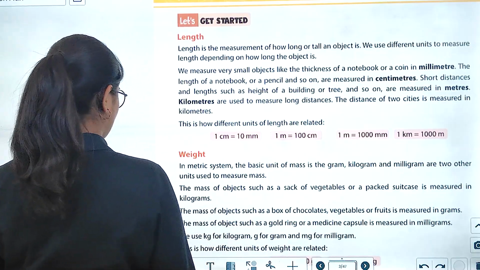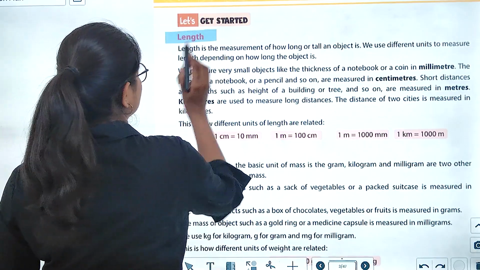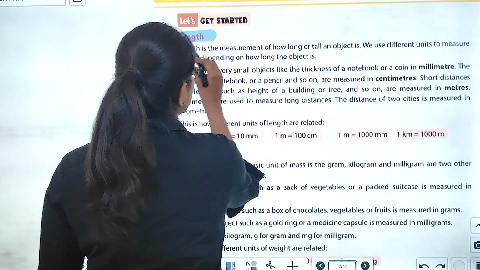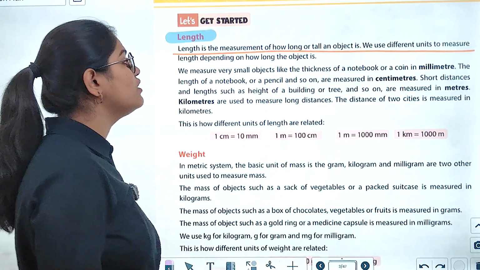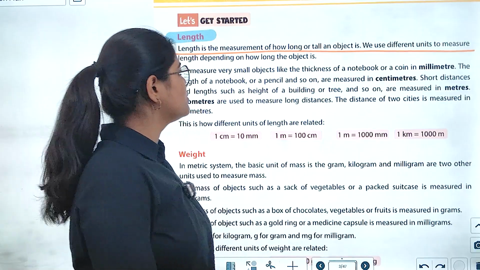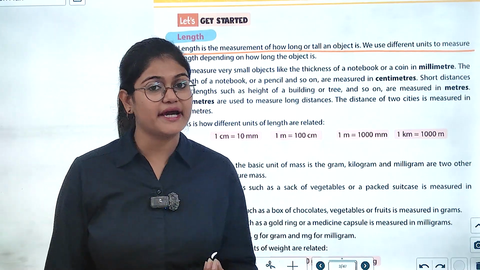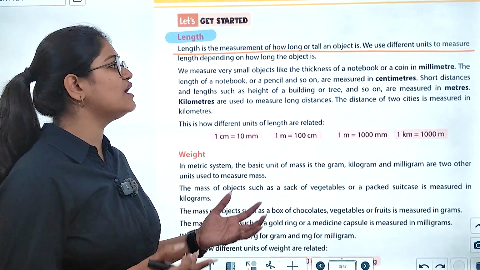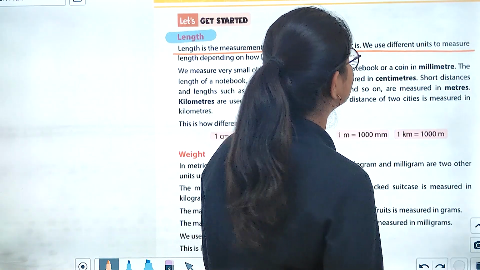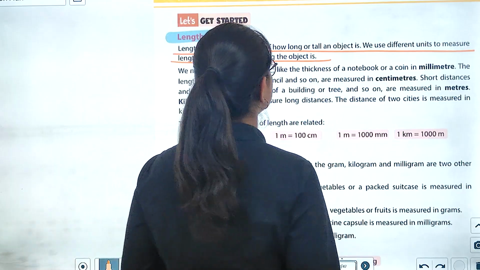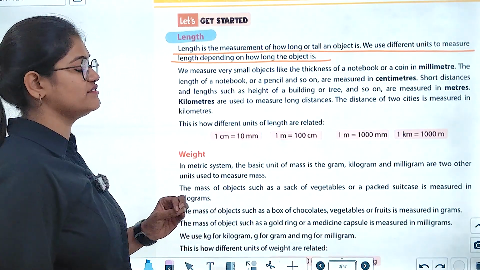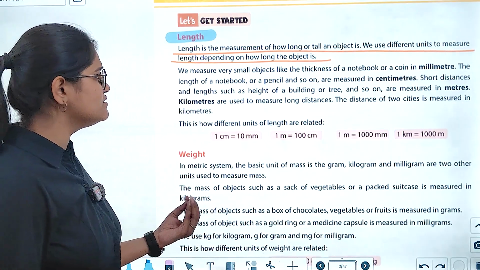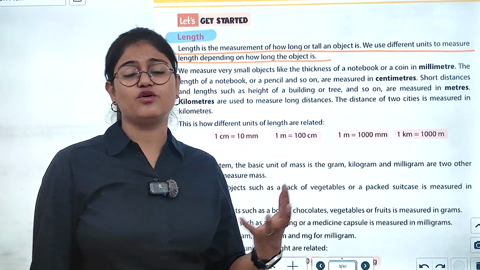Let's get started with the very first topic of the chapter, which is length. So, let's see what this length is, right? So, length is the measurement of how long or tall an object is. So length is actually a unit of measurement that tells us how long or how big any object is, right? We use different units to measure length depending on how long the object is, so that we can measure the length of any object, how long it is.